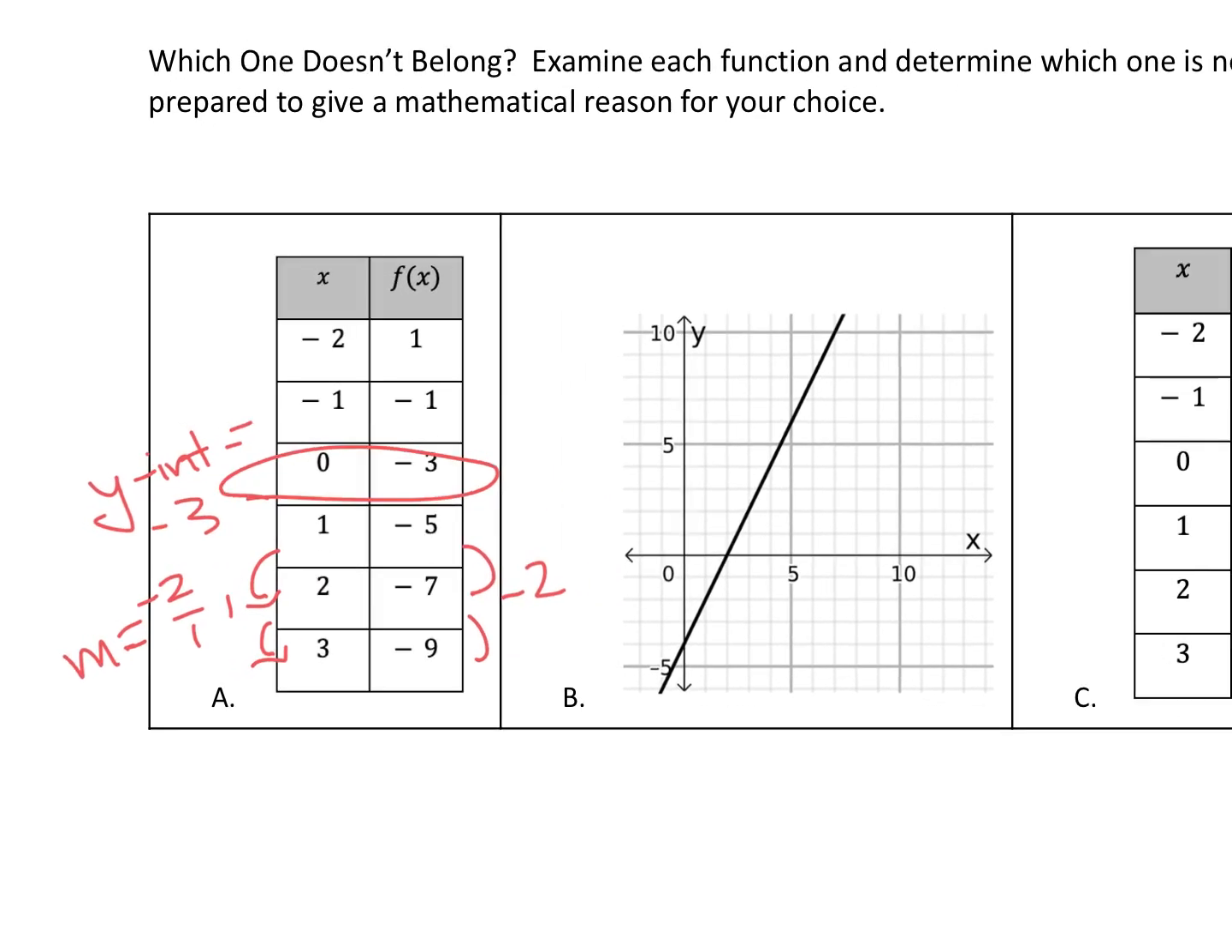Let's look at B. For B, it looks like the y-intercept is right here at (0, -4). So that's something unique about B. It's the only graph of this whole thing, so that's something unique as well. Only graph. And might as well find the slope for this. The pattern looks like it goes up 2 and right 1, so 2/1. So that has a similar slope to the first table in A, but it's positive where the table was negative.